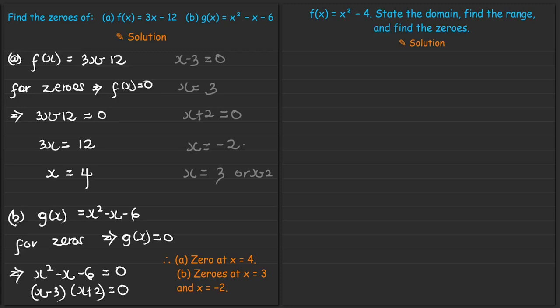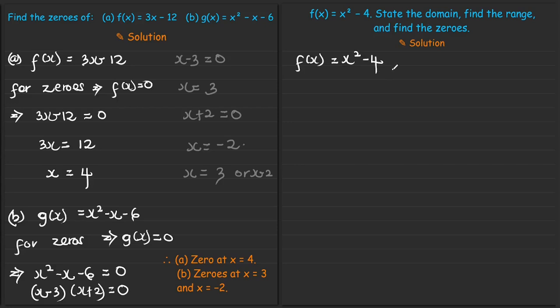So let's look at our third question. It says you have to state the domain, the range, and then the zeros of this function. The function is what? f of x equals x squared minus 4. So you have f of x being equal to x squared minus 4.